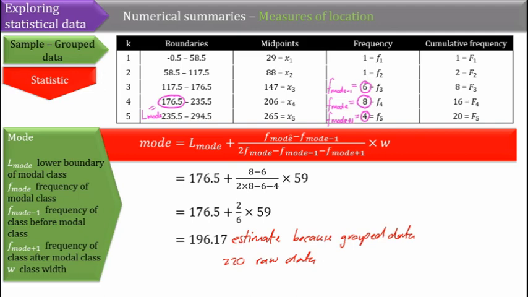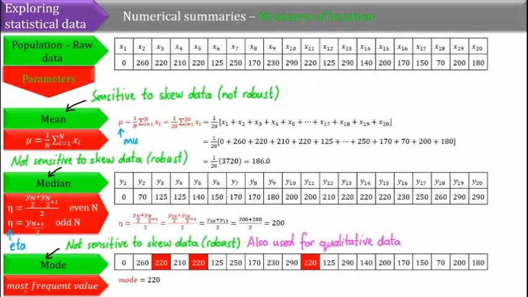Remember the advantages and disadvantages of the 3 methods. For the mean, we said that it is not robust. In other words, extreme values will affect the mean and affect its reliability. The median and the mode, that's a little bit more reliable when we have skew data. The same properties will hold for group data because it's the same measures.